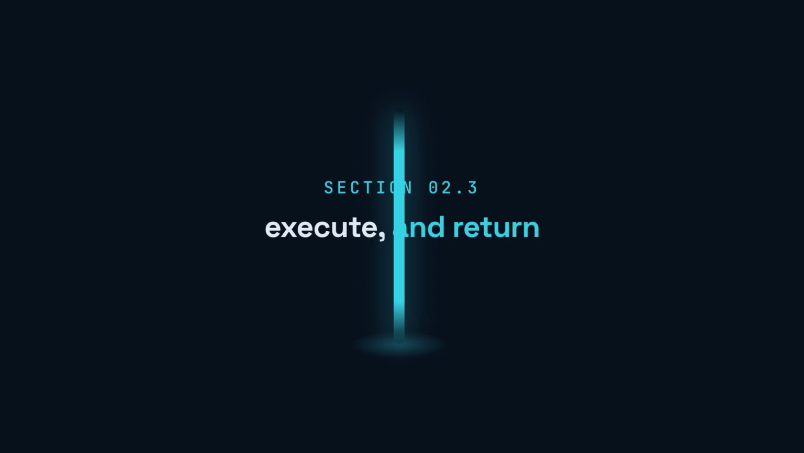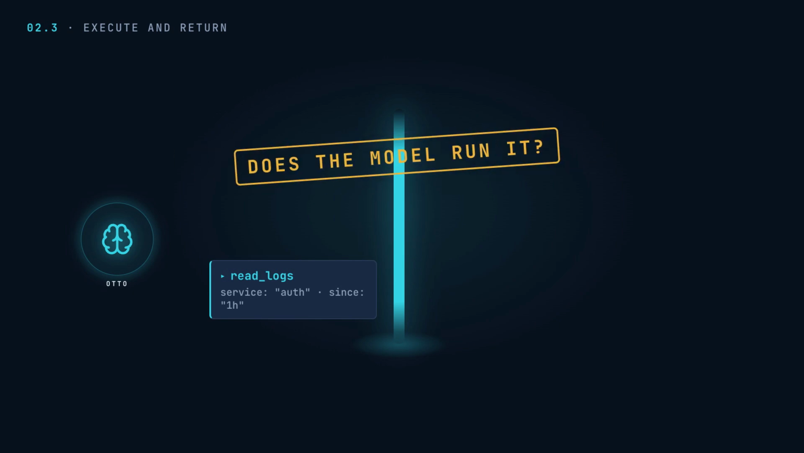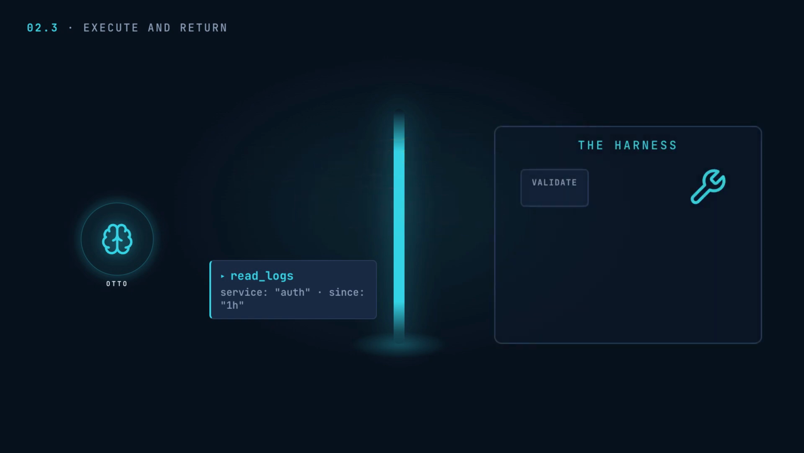Section 2.3. Execute and return. Time to kill the biggest misconception in this topic. The model does not run that call. It can't, ever. The model wrote a request and stopped. Now, the harness takes over, your program.